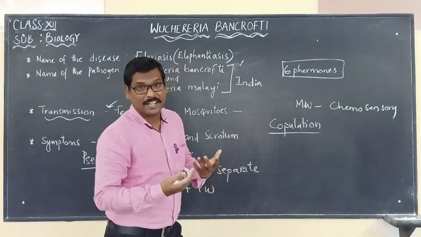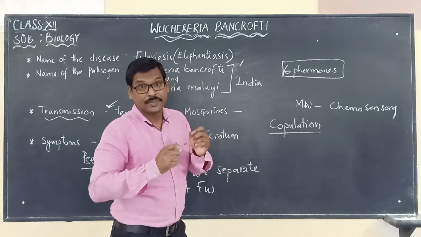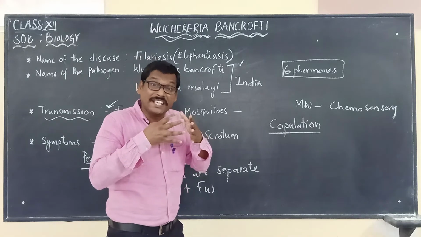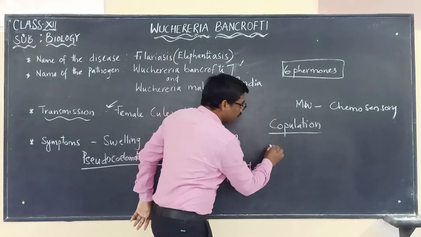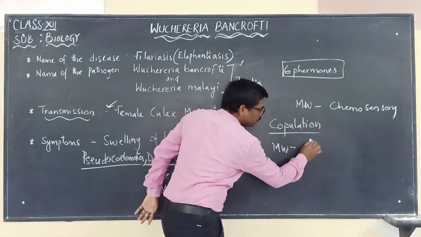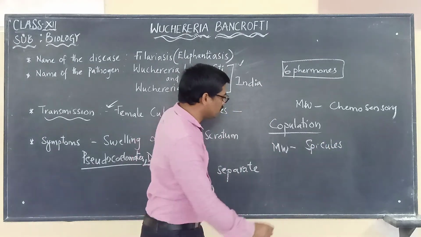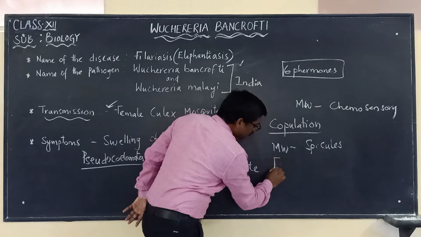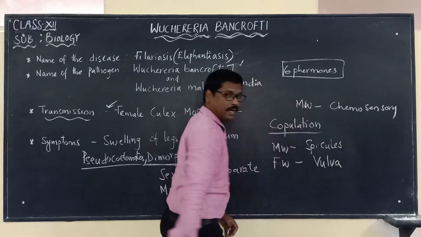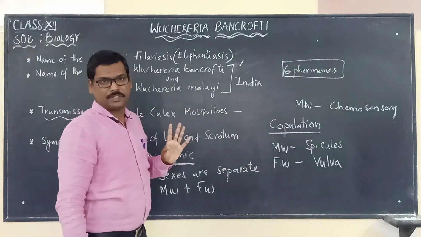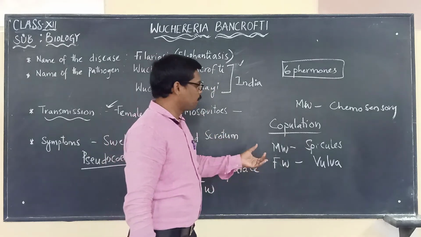How will the copulation take place? You know that the male worm has spicules, finger-like projections, which help in opening the vulva of the female worm. With the help of these spicules, it opens the female worm's vulva to deposit the male gametes, which means the sperms, for the process of fertilization.